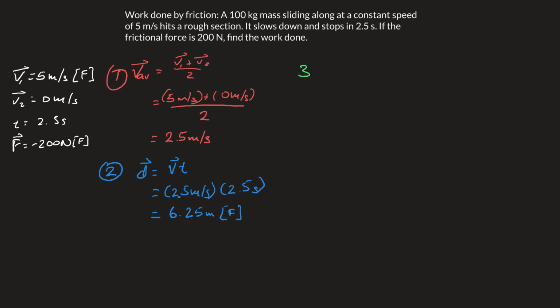Now we're finally in a position where we can solve for work. So work is equal to your force times your displacement. You should recall that even though F and d are vectors, your work is actually just a scalar quantity. So we have negative 200 newtons from the force, and we have 6.25 meters from the displacement. That's going to leave us with negative 1,250 joules of work.